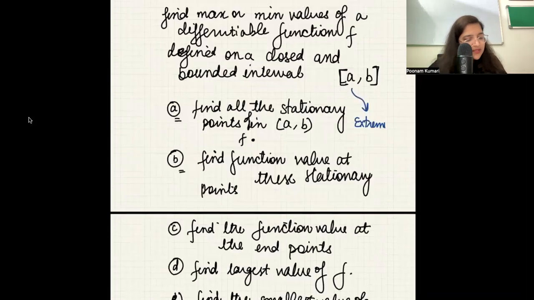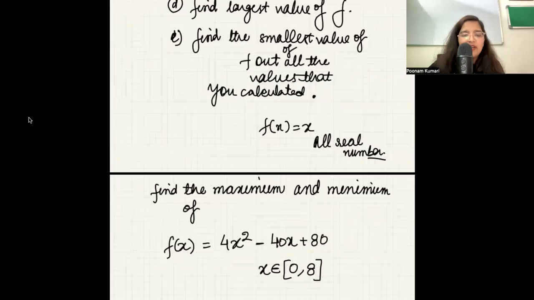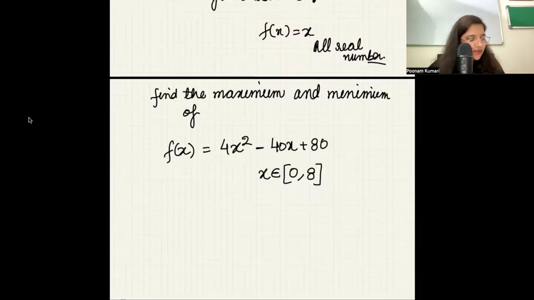So the first step is to find all the stationary points in this interval. So what is a stationary point? For finding stationary points, what do I have to do? I have to find all the points where f prime x is 0. So find f prime x first of all.